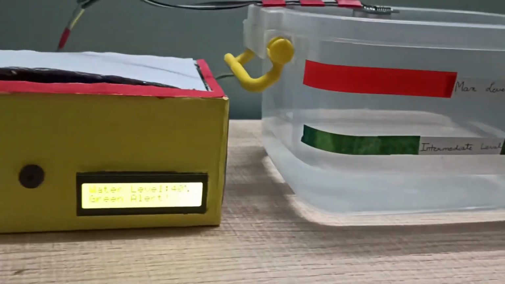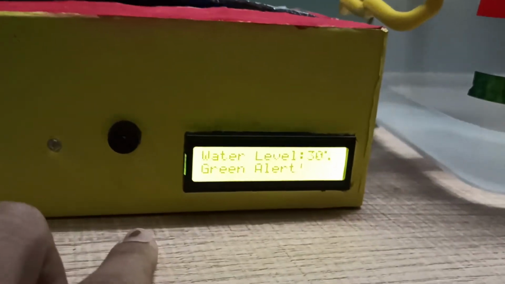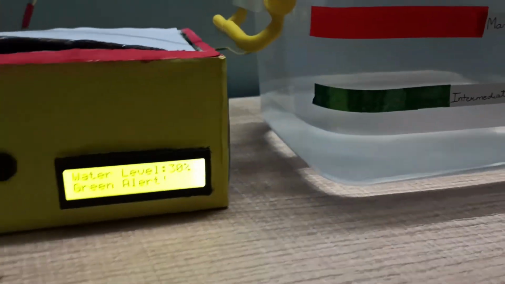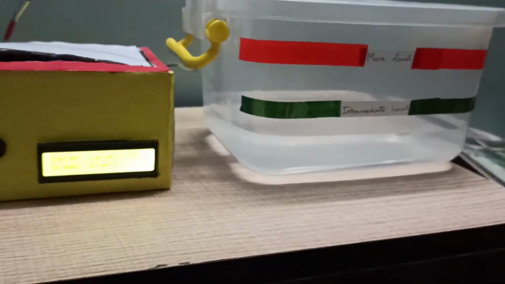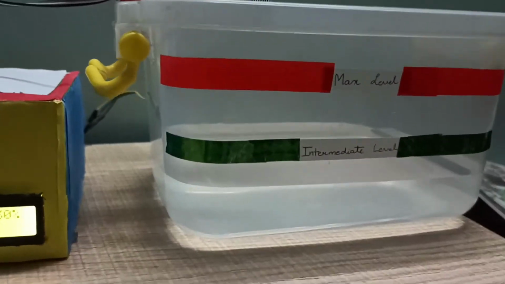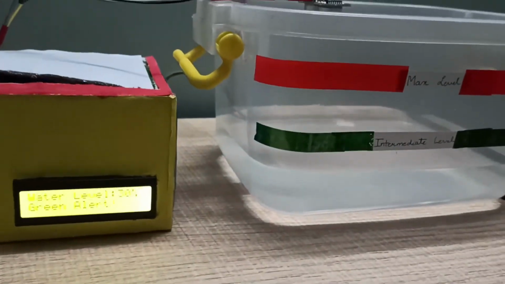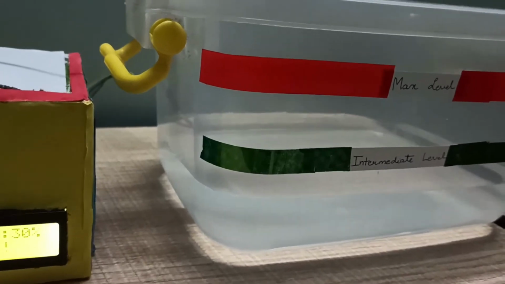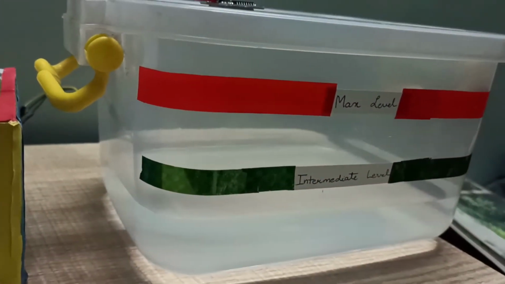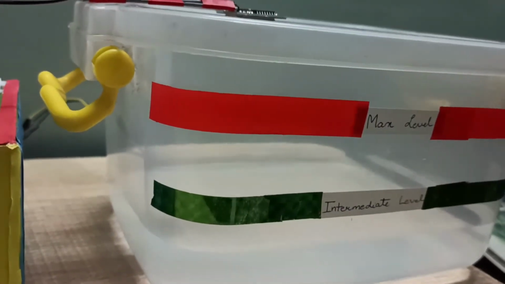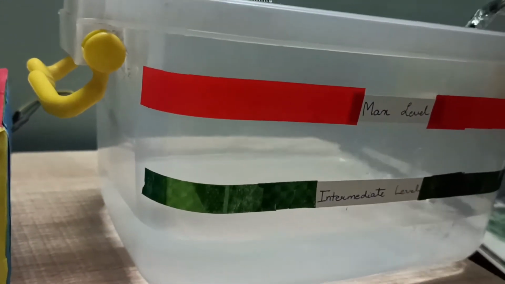After that, you can clearly see that the water level is below the intermediate level, and from the display you can clearly see that the water level is at 30% and it is at green alert. Now we will try to add more water, and we will try to keep the water level between the max level and the intermediate level. Basically, we will add more water and try to cross the intermediate level.